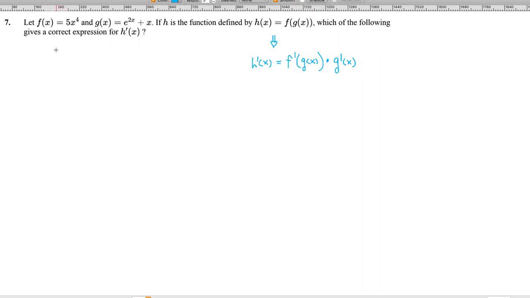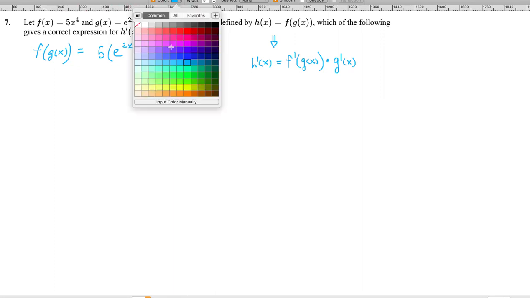You could do it in a few ways from here. You could find out what f prime is and plug in g, or you could plug in g here and see what f of g of x actually looks like. That's going to be 5 times (e to the 2x plus x) all to the fourth, right? That's actually how it's defined, and you could do chain rule on this.